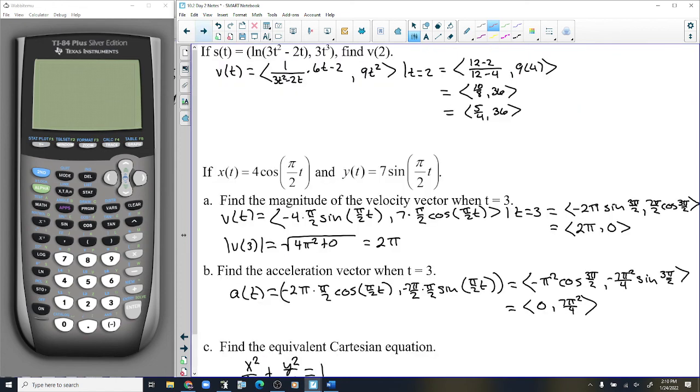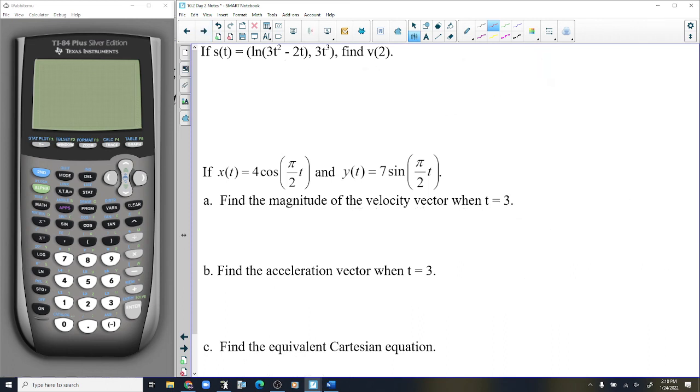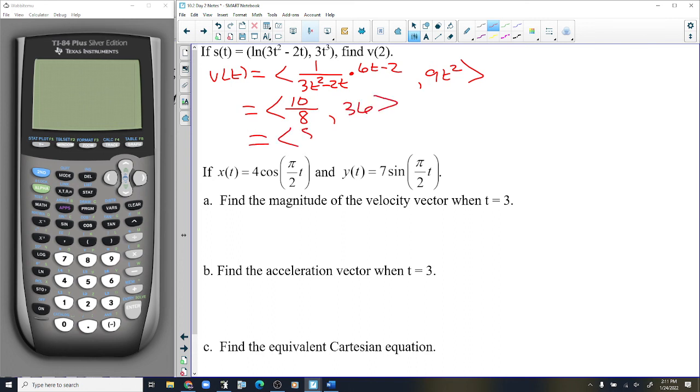Let's see how much of this we can do. If s of t is that, v of t is what? This is just practicing derivatives more than anything. v of t is 1 over 3t squared minus 2t, but then multiply times the derivative of the inside. There we go. And 9t squared is the y. So we get 12 minus 2, that's 10, and 12 minus 4 is 8, so 10/8 and 36. If you want to reduce it, 5/4, 36.